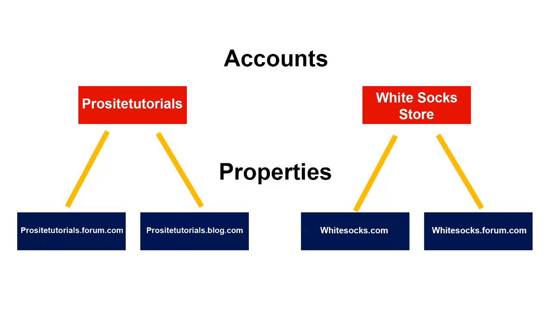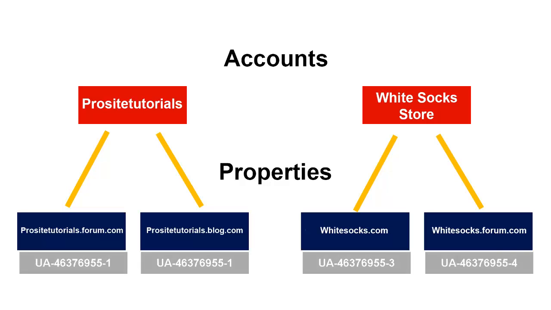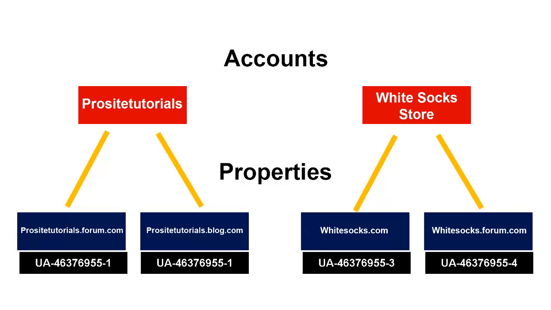Also, you can include different tracking IDs to each website that you have. For example, I can include a tracking ID for my protutorials.forum.com website and another tracking ID for protutorials.blog.com. Now, what would happen is I would have two separate reports for each website. This allows me to more easily analyze the visitors that I'm receiving to each different website.